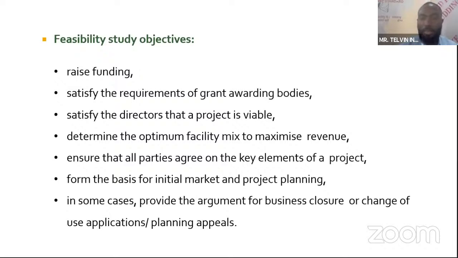For instance, if I'm a director of a business and I go in without doing a feasibility study, I will not know if my business is what? Viable. So for me to know if my business is viable, I will have to do a feasibility study so that my directors will know that the project is viable.